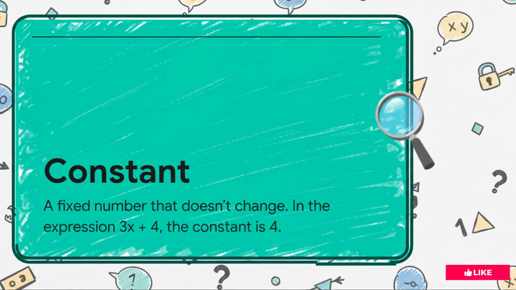Then you've got the constant. Now this one's easy, because it's just a plain old number. It's constant. It doesn't change. So if you see an expression like 3x + 4, that 4 on the end, that's our constant. It's predictable, it's reliable, it just is what it is.